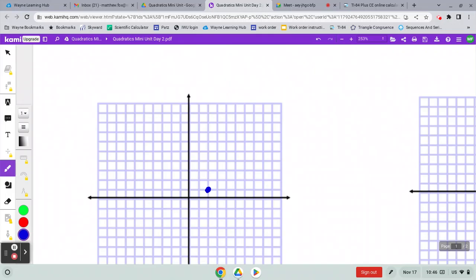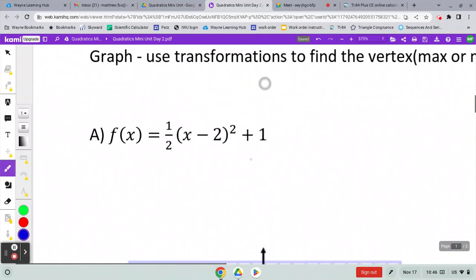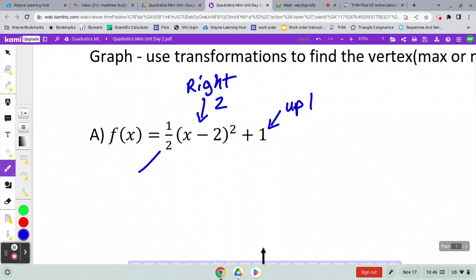Now, next, we need to care about one more part of this. At the front here, what is our A term? 1/2. Now, first question to ask yourself, is that positive or negative? So we know it will open up, and that means that vertex is a minimum. It's positive, so it opens up, so that's a minimum.